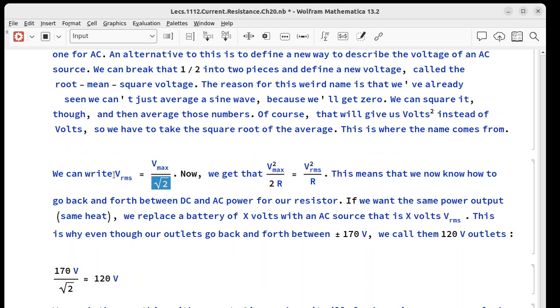Now, what do we get if we do VRMS squared over R? Well, VRMS squared over R is Vmax squared over 2R. So this gives us the right answer. In other words, this VRMS tells us what size battery we need to be equivalent to the 170 volt up and down fluctuations of the wall outlets. And what we find out, if we do 170 divided by the square root of 2, is we get about 120. That's the reason we refer to wall outlets as 120 volts. That's their RMS voltage value.